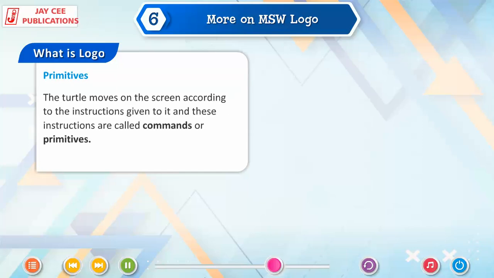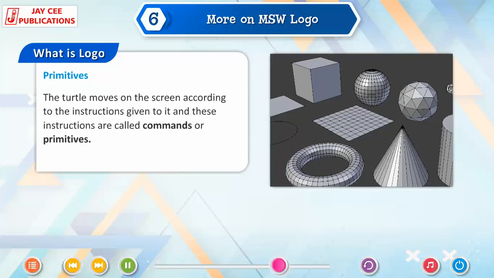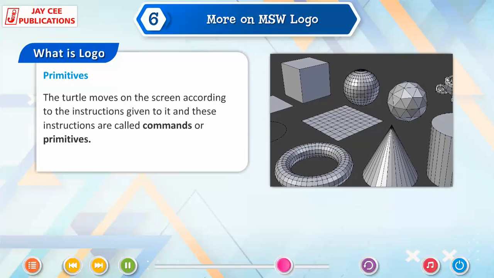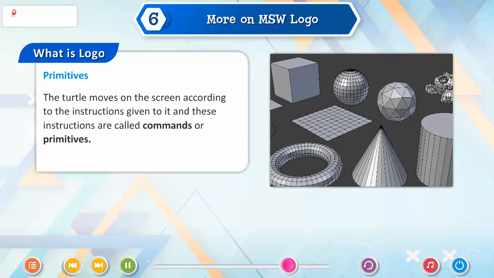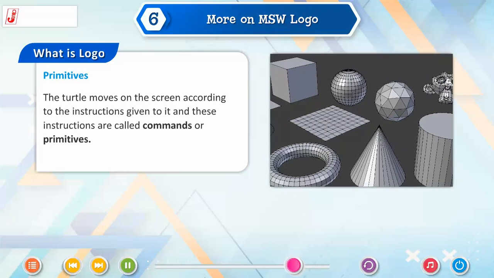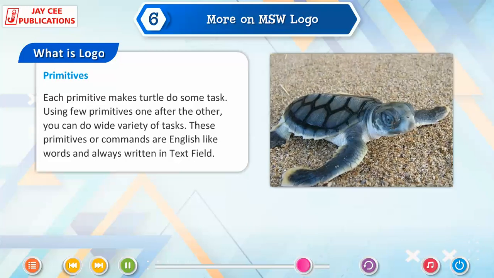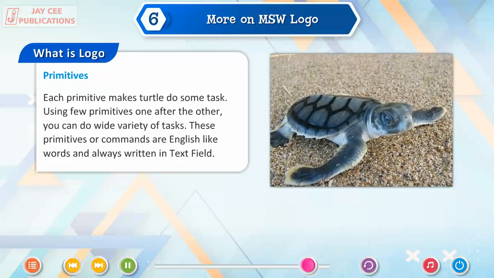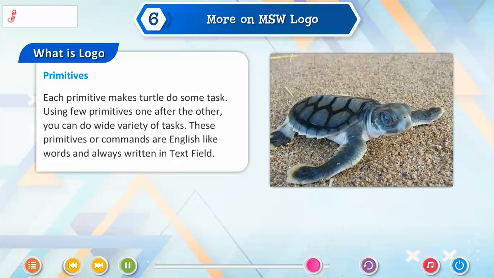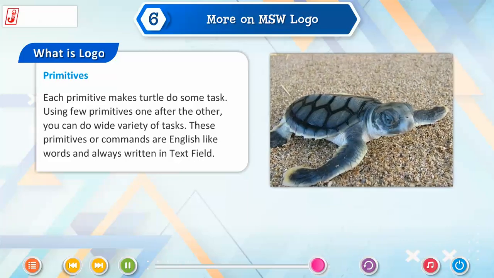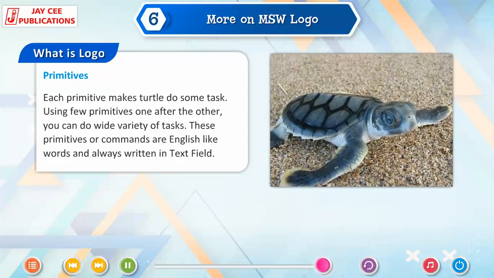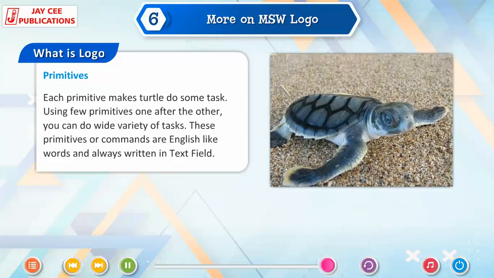Primitives. The turtle moves on the screen according to the instructions given to it, and these instructions are called commands or primitives. Each primitive makes turtle do some task. Using few primitives one after the other, you can do wide variety of tasks. These primitives or commands are English-like words and always written in text field.